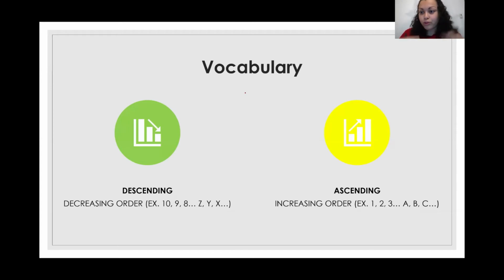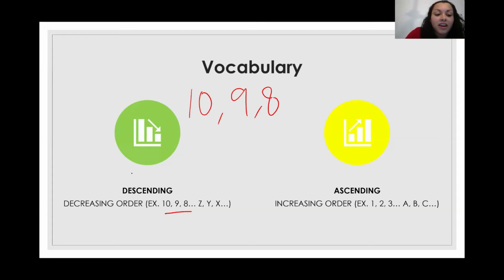Our next 2 vocab words are descending and ascending. If you've heard of these before, that's great. So descending just means decreasing order. So if you have a sequence that says 10, 9, 8, just like we have here, and even if you have letters, let's say it was Z, Y, X, if it's going backwards or going down, it's descending. So when I was your age, I would remember descending as it started with a D, so that meant it was going down or it was decreasing.